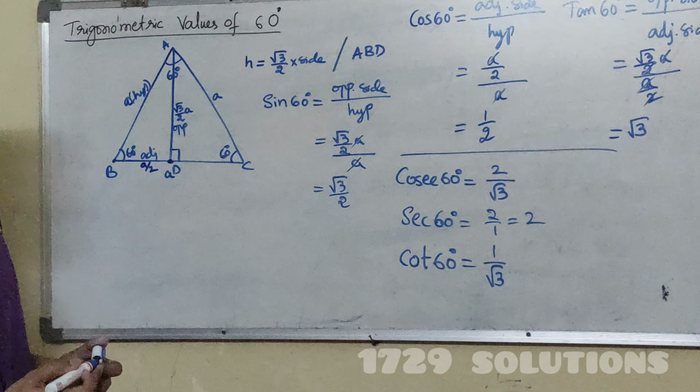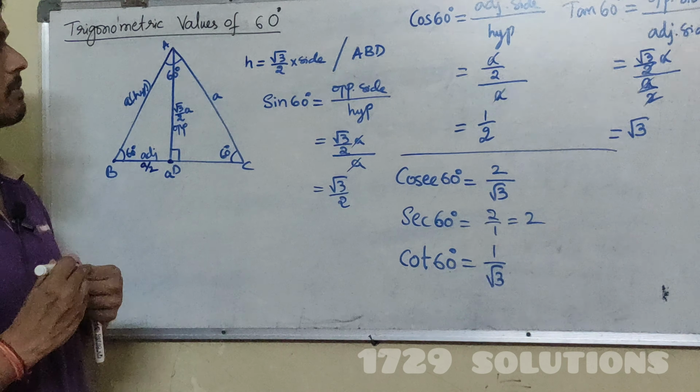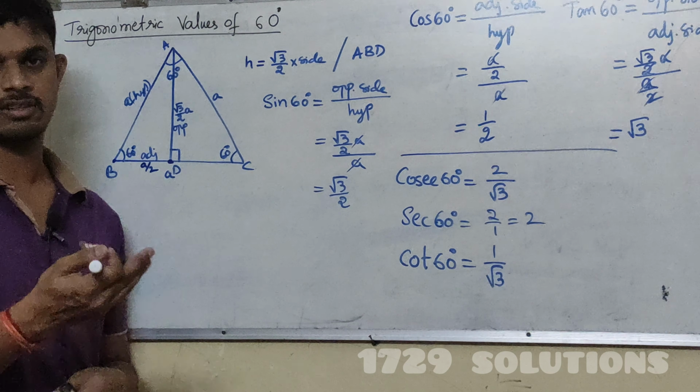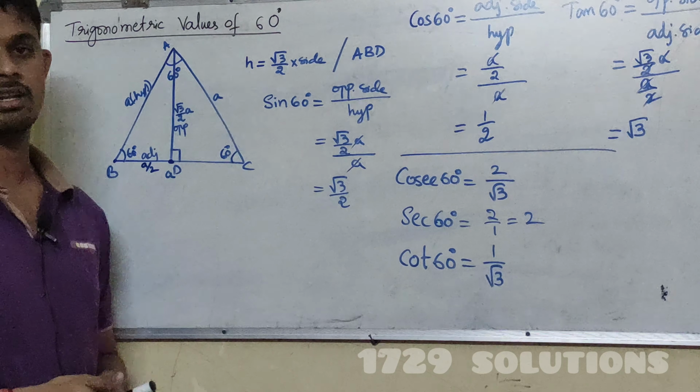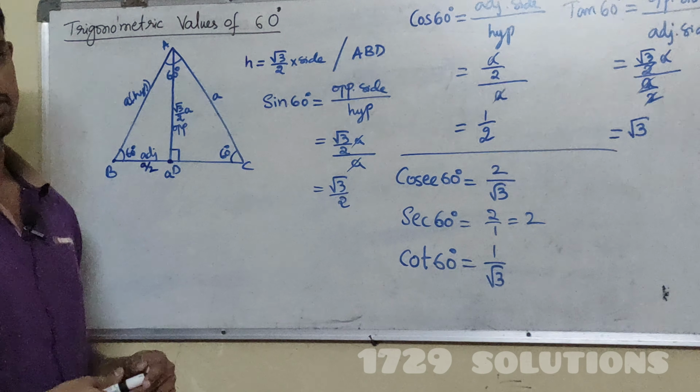Clear? Very easy. So in my next video I will explain how to get the trigonometric values of 30 degrees, 45 degrees and also 90 degrees and 0 degrees.